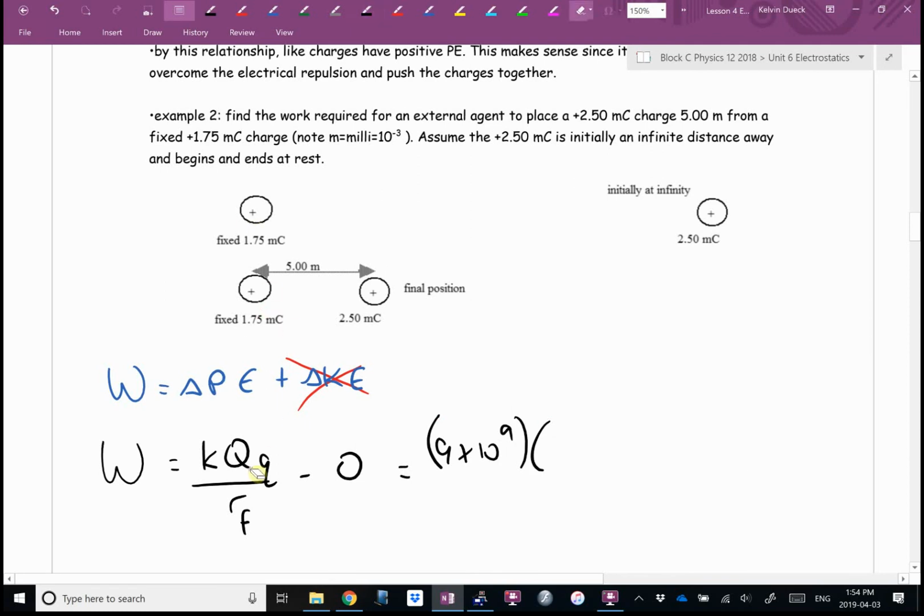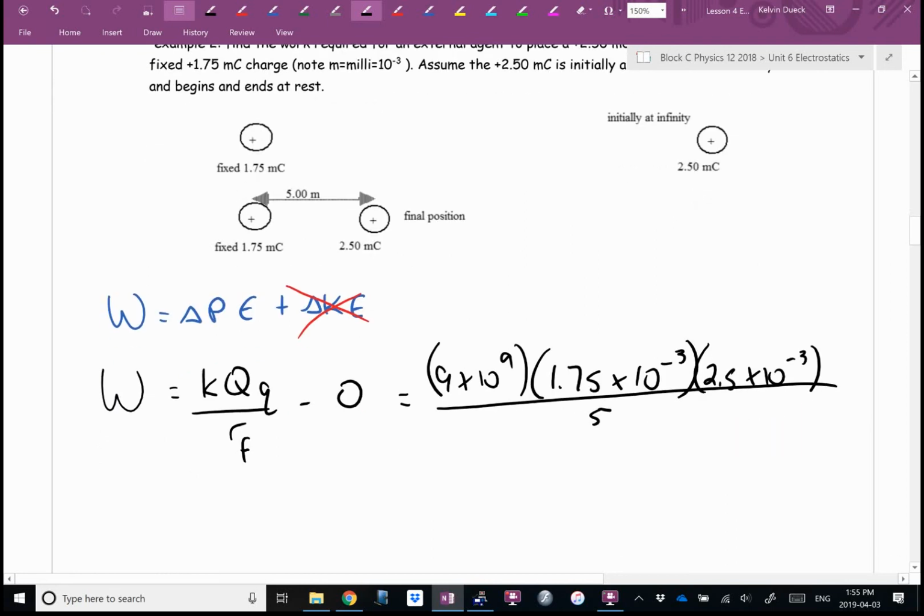The fixed charge is usually what I put in for big Q because it's the planetary charge that's stuck there. It's positive 1.75. It's not micro, it's a lowercase m. Oh, milli. What power of 10 is milli? Oh, times 10 to negative 3. And then the moving charge is 2.5 positive times 10 to the negative 3 divided by 5. This will probably work out evenly. I can't imagine that 2.5 divided by 5 won't give you a nice number. I don't think you'll end up with a long, non-repeating, non-terminating decimal of some type.